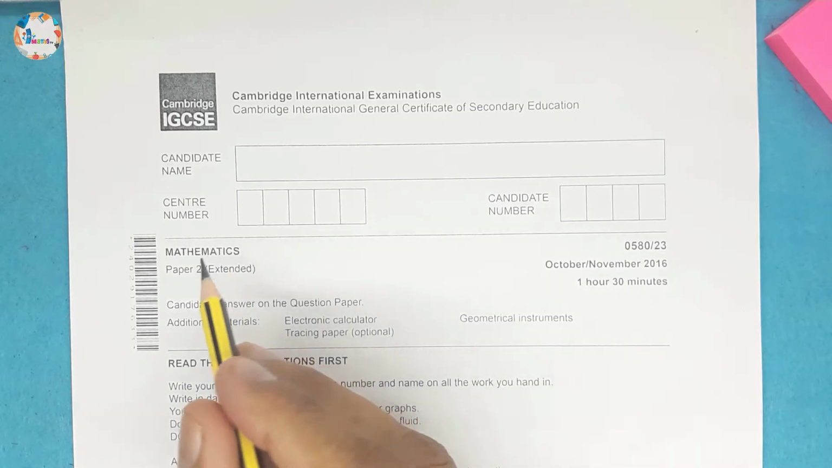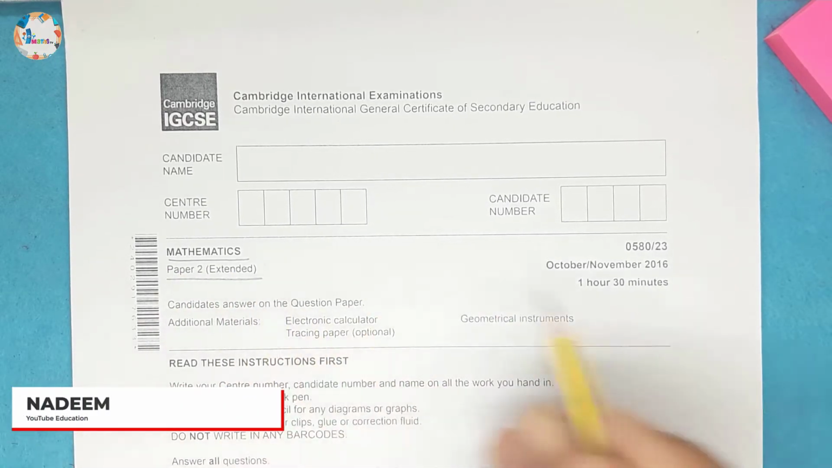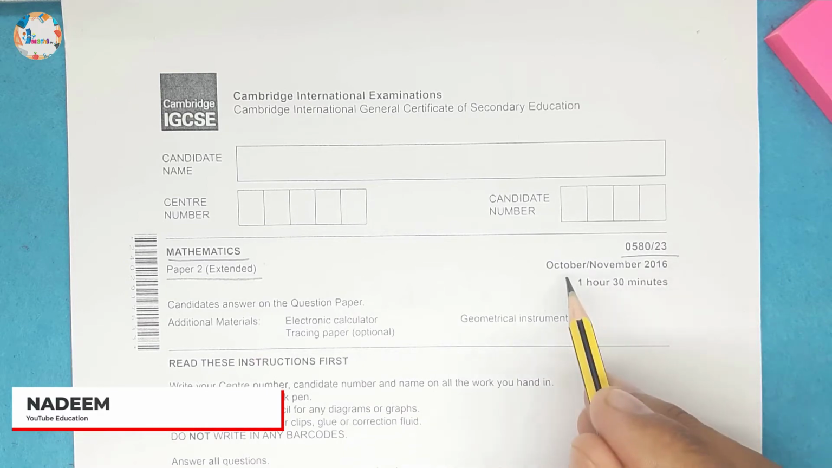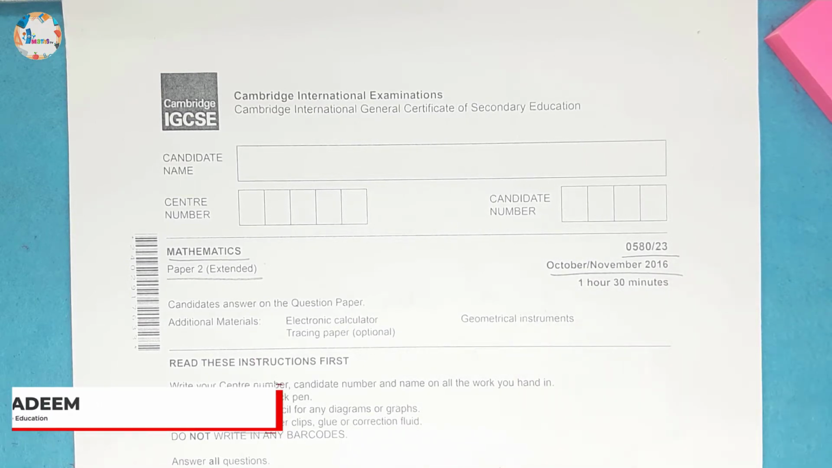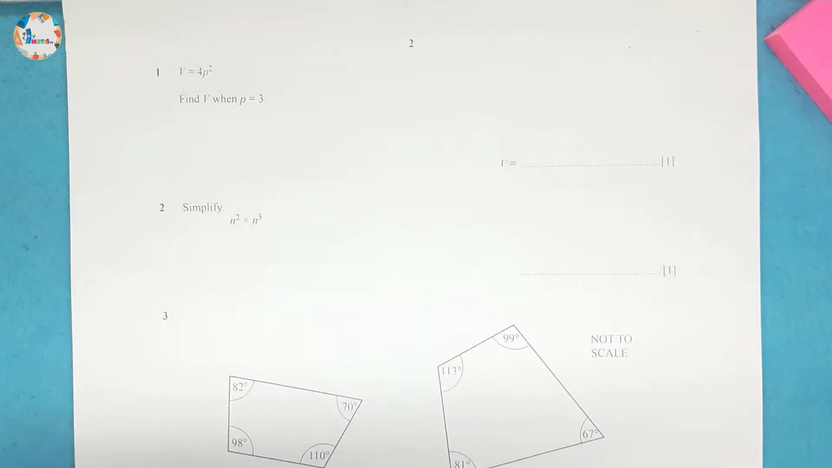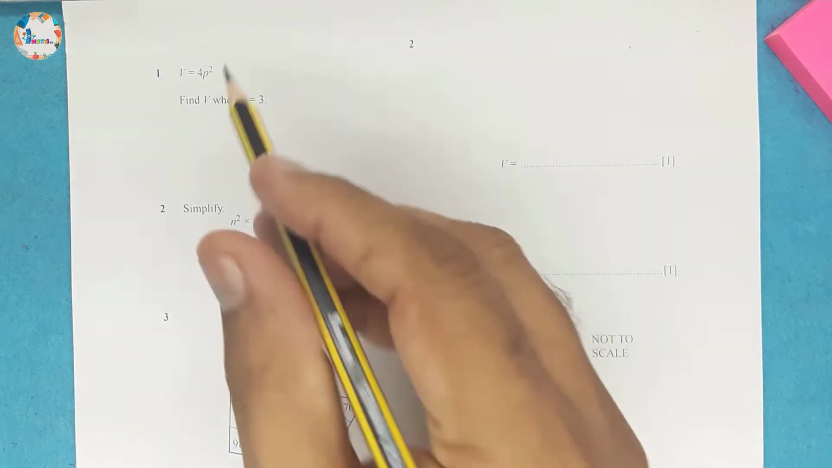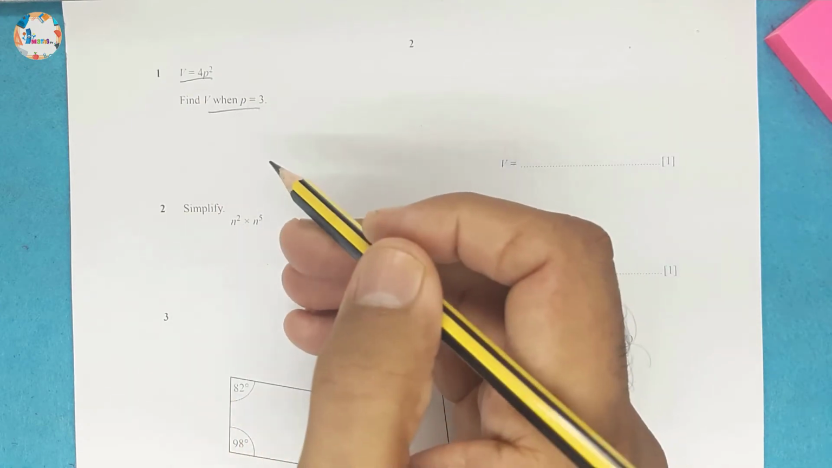Today we'll be going through IGCSE Mathematics Paper 2 Extended, 0580/23, October/November 2016. Question number 1. The equation is provided and we have to replace the values.